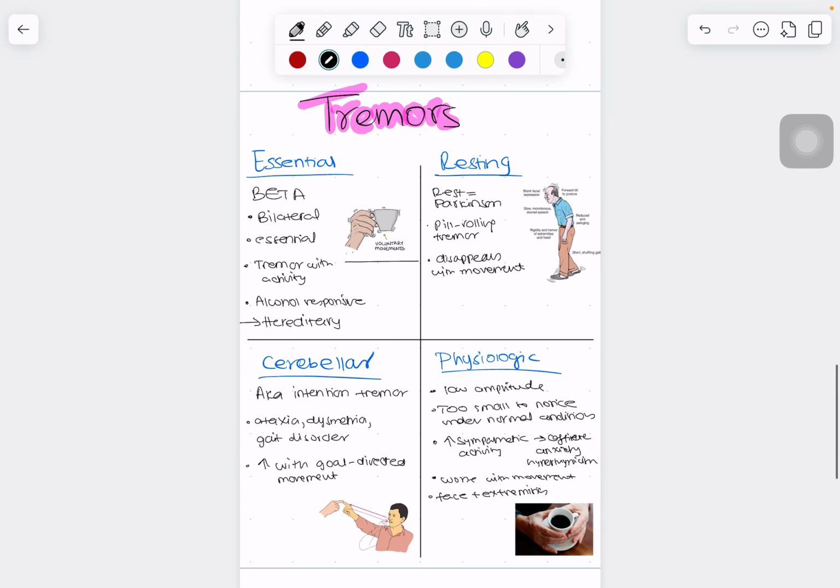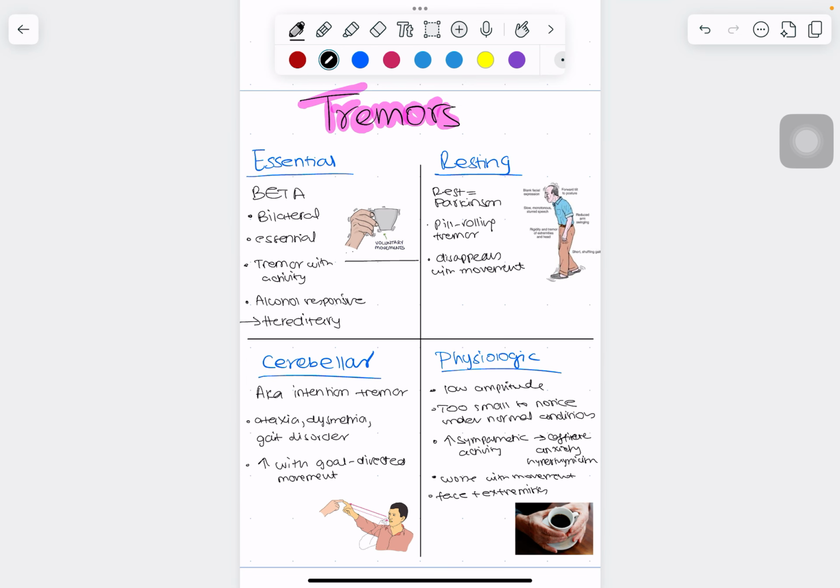So now, just to summarize, essential tremors are bilateral. They're action tremors that improve with alcohol, and they usually run in families. In Parkinson's, you have the pill rolling tremor, which is a form of resting tremor. Cerebellar tremors are those tremors that are associated with ataxia, dysmetria, gait disorders, and they increase with goal-directed movements. And physiological tremors are too small to notice under normal conditions, and they're usually stress-induced.